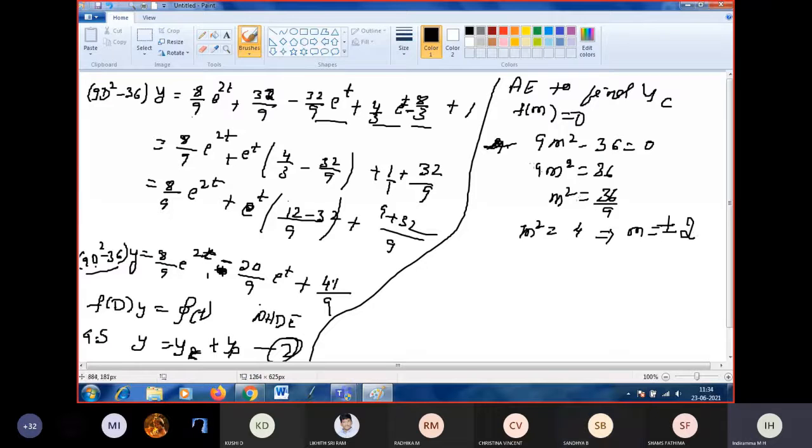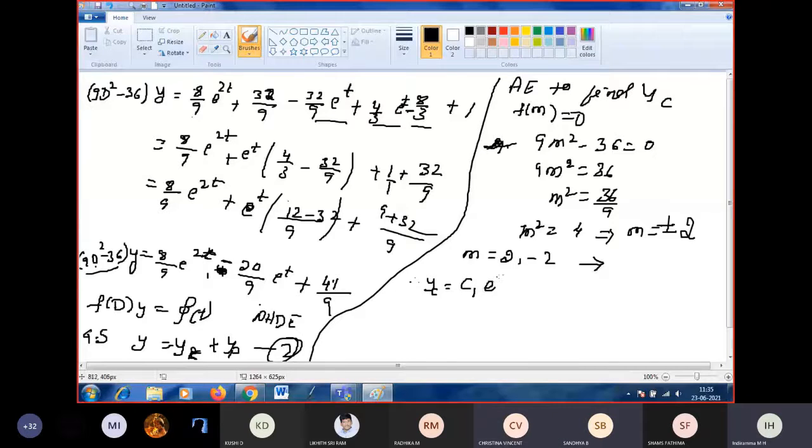Okay. So now how many roots should we get? What is the order of the differential equation? 2. Since the order of the differential equation is 2, we have to get 2 roots. We got 2 roots as plus 2 and minus 2. What is the nature of the roots? Real and distinct. Yes, real and distinct. Therefore, how to write yc?